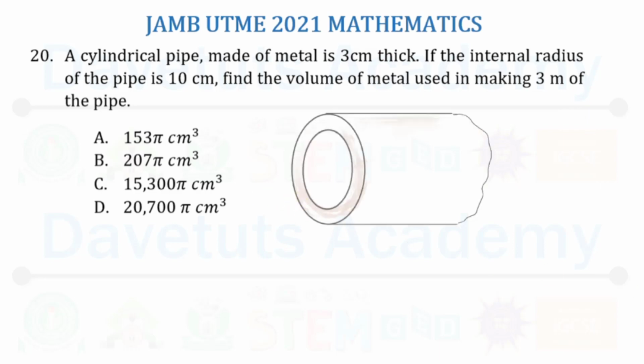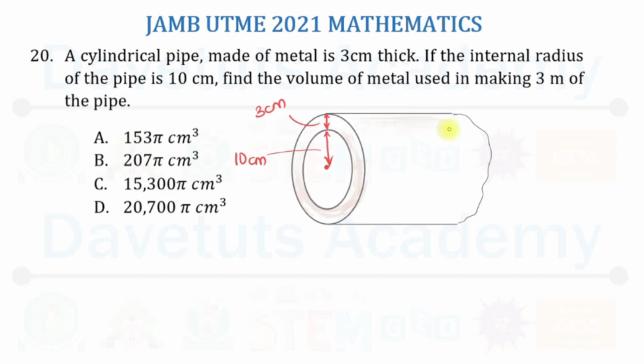If you are to look at the scenario that's being created there, this is something that we are going to have, in which we are told that it's made up of metal, which is 3 centimeters thick. So from here to here, 3 centimeters thick, and then the internal radius, from that edge to this particular center, was given as also 10 centimeters. So we also have this as 10 centimeters.